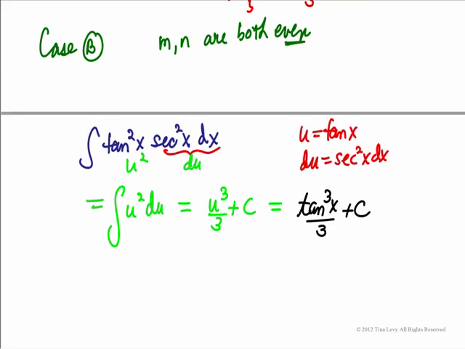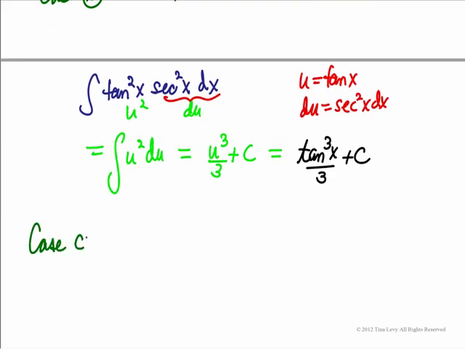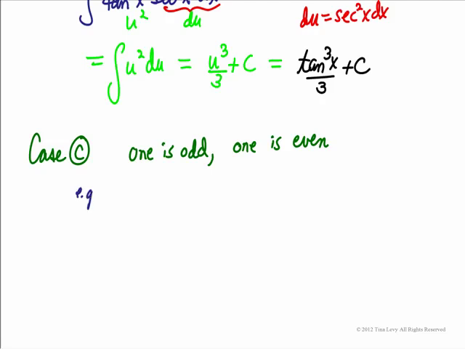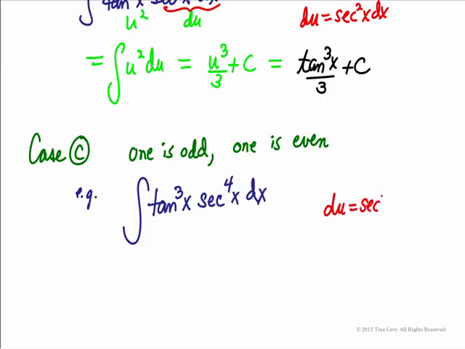Now we'll go to another example. And our other case is where one exponent is odd and one is even. For this one, as an example, let's look at the integral of tangent cubed x secant to the 4th x dx. One way of thinking about this, because I have an even number of secant, that's a perfect choice for that to be my du, which means it came from u being tangent.